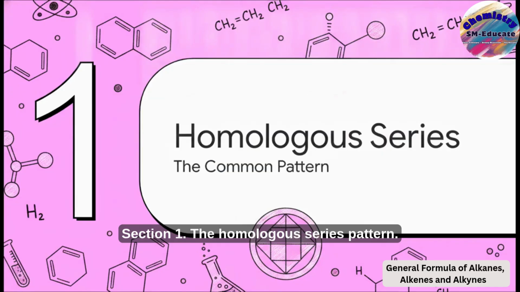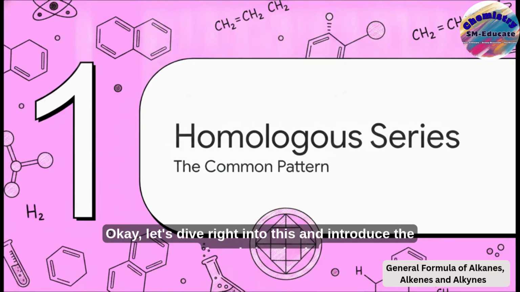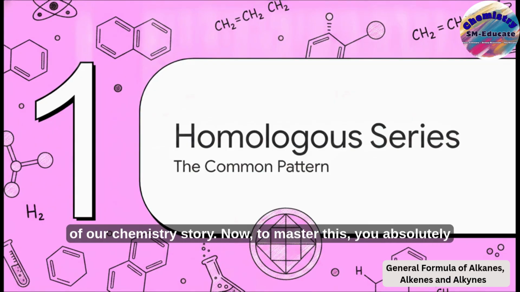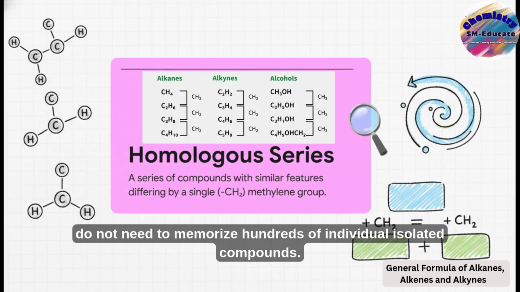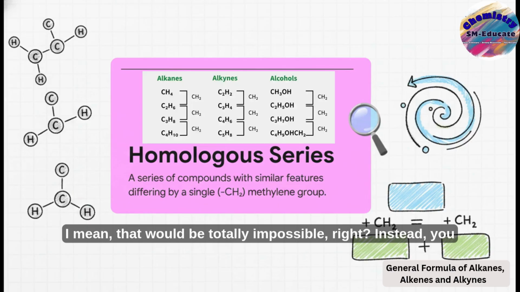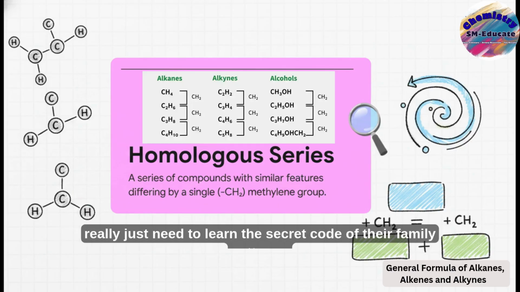Section 1. The homologous series pattern. Okay, let's dive right into this and introduce the foundational rule of our chemistry story. Now, to master this, you absolutely do not need to memorize hundreds of individual isolated compounds. I mean, that would be totally impossible, right? Instead, you really just need to learn the secret code of their family patterns.